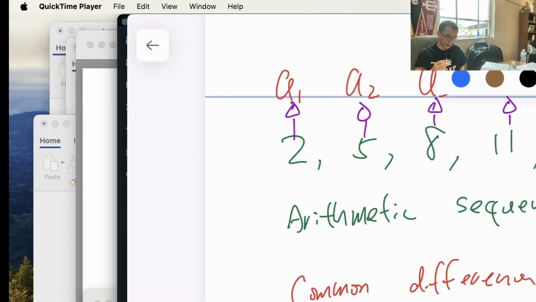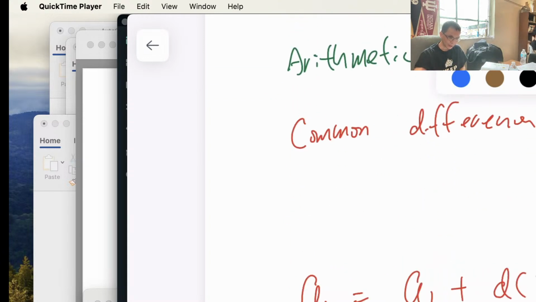Okay, so here is the thing. This is the first tree, right? And D is the common difference, right? So why do you have n minus 1?